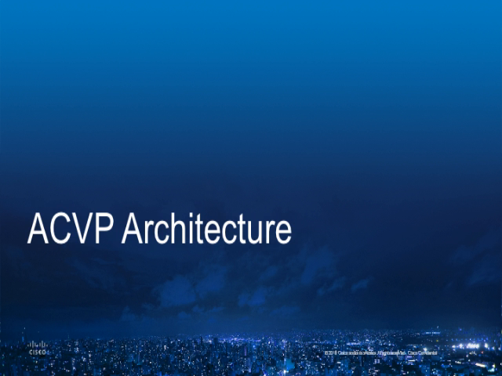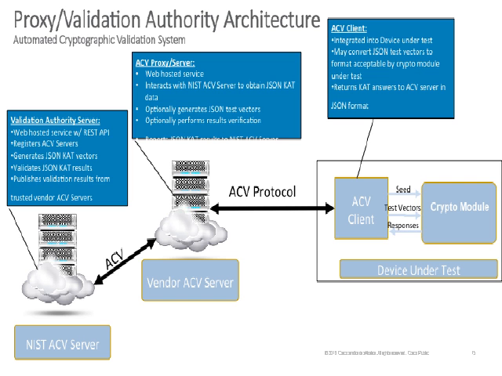So let's talk a little bit about the deployment architecture. This is the common NIST deployment for, say, a large organization. On the left, you see the validation authority server. It's web hosted with a REST API. It registers the proxy server. It will generate the JSON CAVS vectors, it will validate the JSON CAVS vectors, and it'll push the validation results to a trusted vendor ACV server. It'll also provide information to generate a cert for algorithm certs.